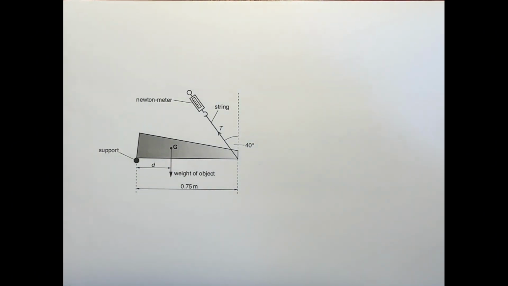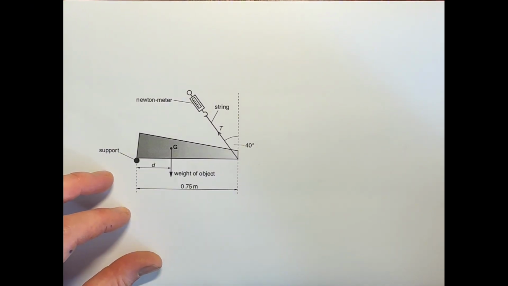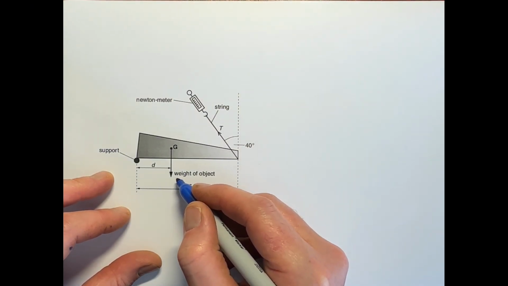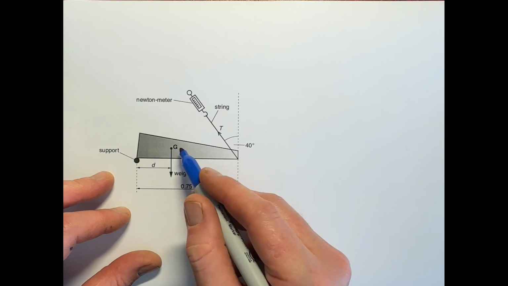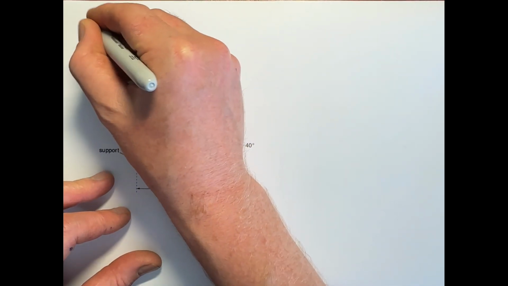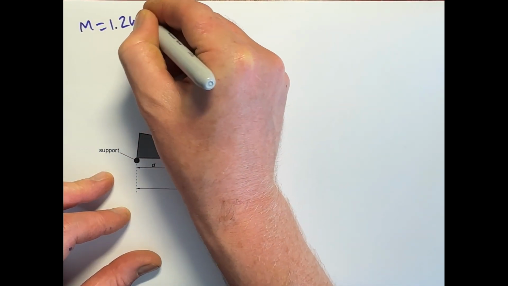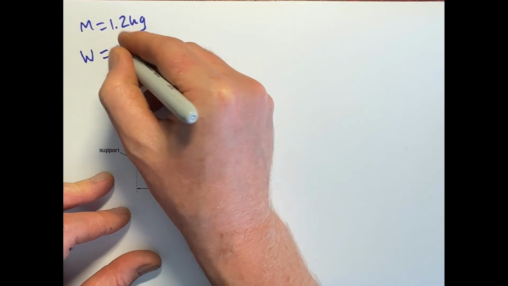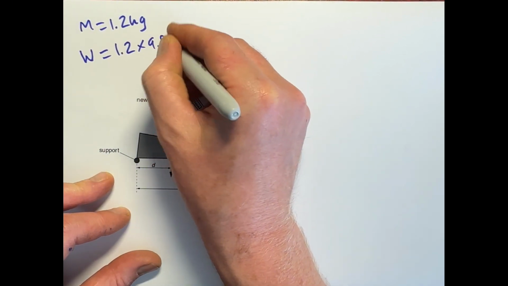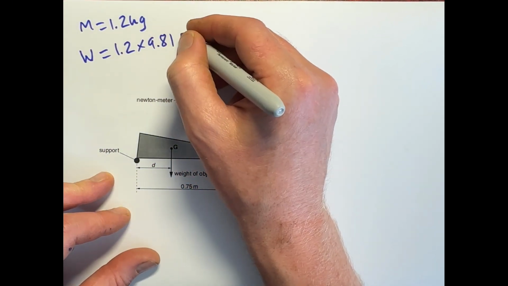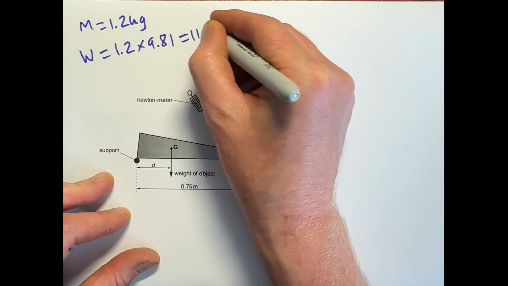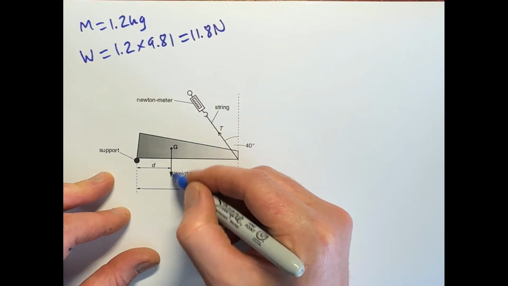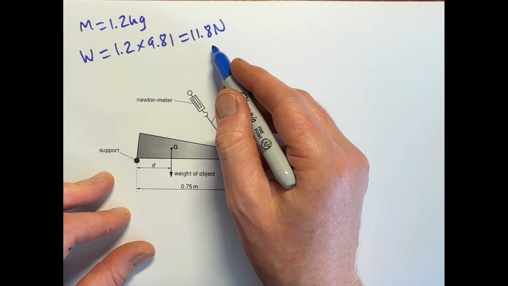Okay, so in this video, we're going to have another look at this question. If you've seen the other video I did on this, you'll know that the mass of this object here is 1.2 kilograms. Therefore the weight is 1.2 times 9.81, which gives you 11.8 newtons. So we know that the weight of this object is 11.8 newtons.